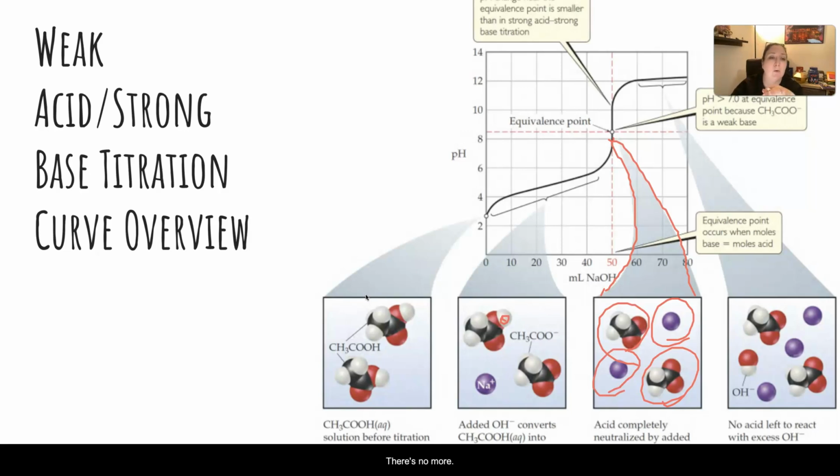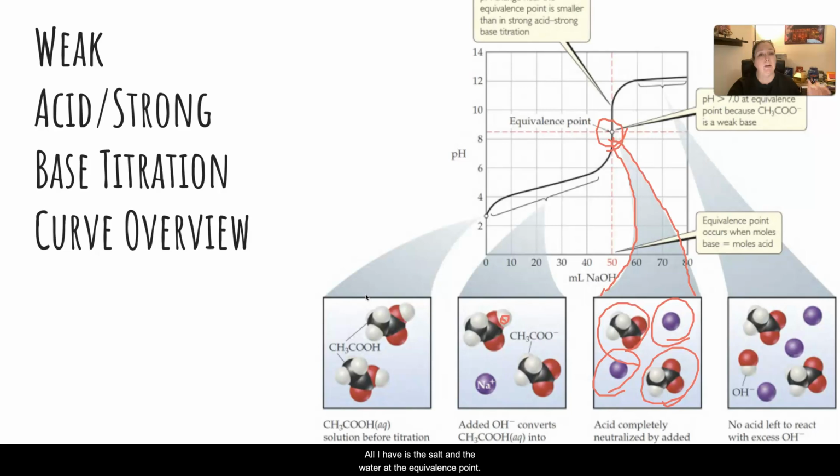There's no acetate. Nope, that's not true. There's no more acid, and there's no more OH-. There's none. It's all gone. So this is the equivalence point. So we're right here at this equivalence point where there's no H+, no OH- floating around. All I have is the salt and the water.